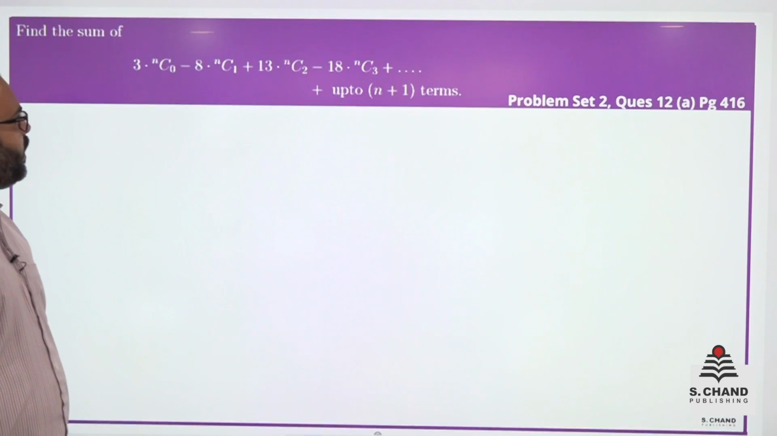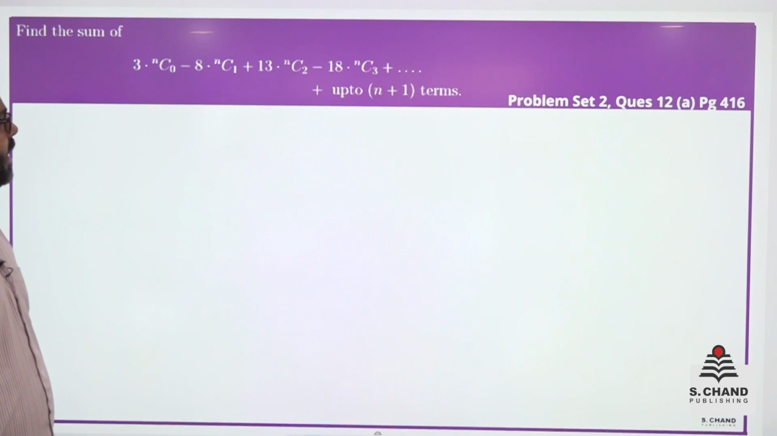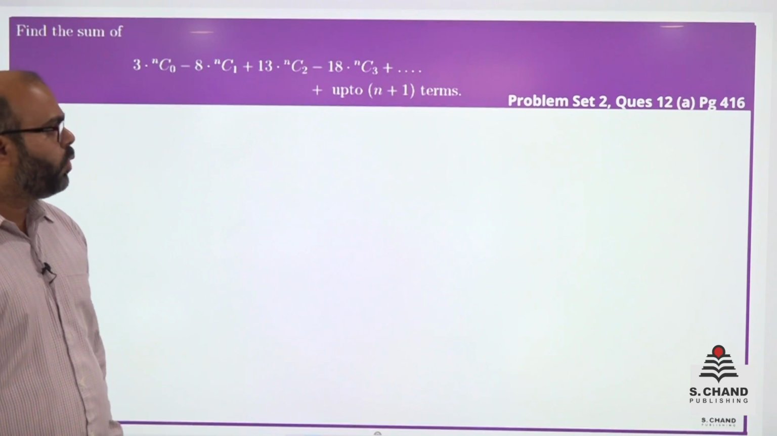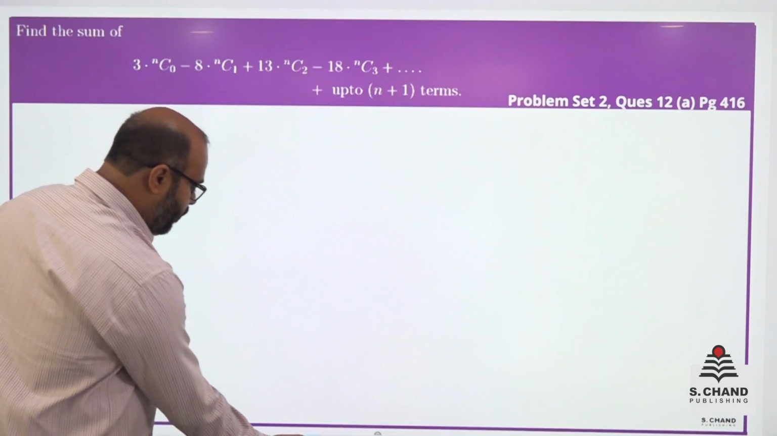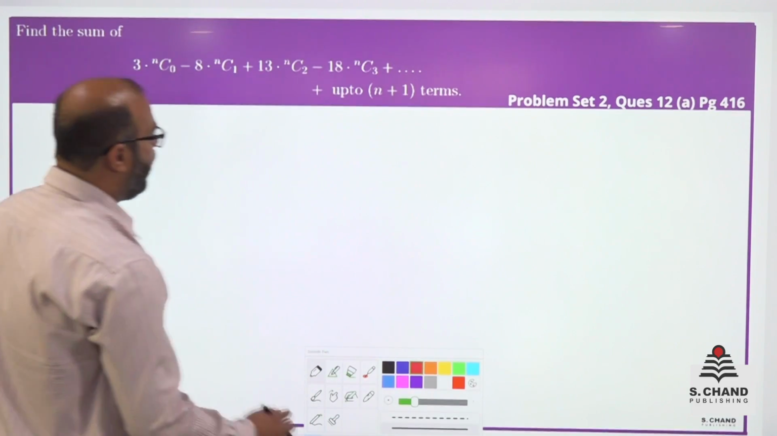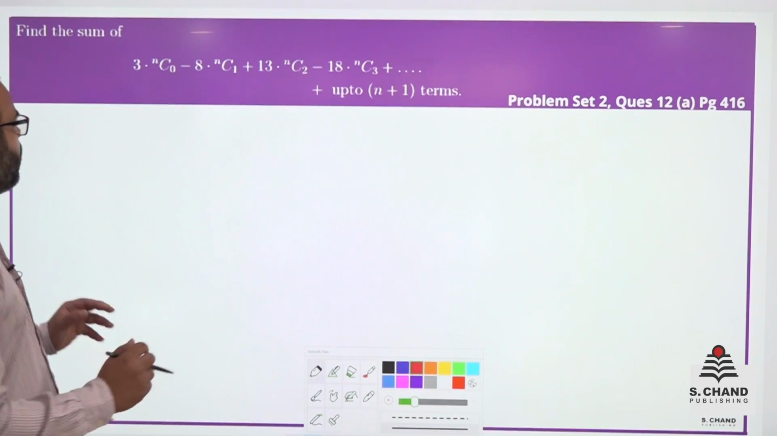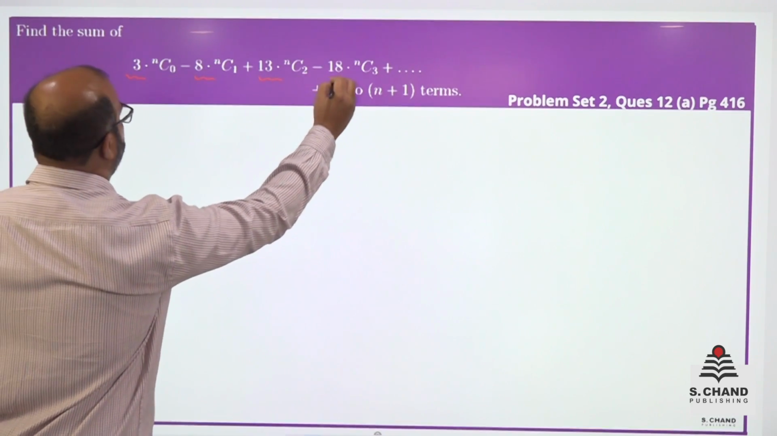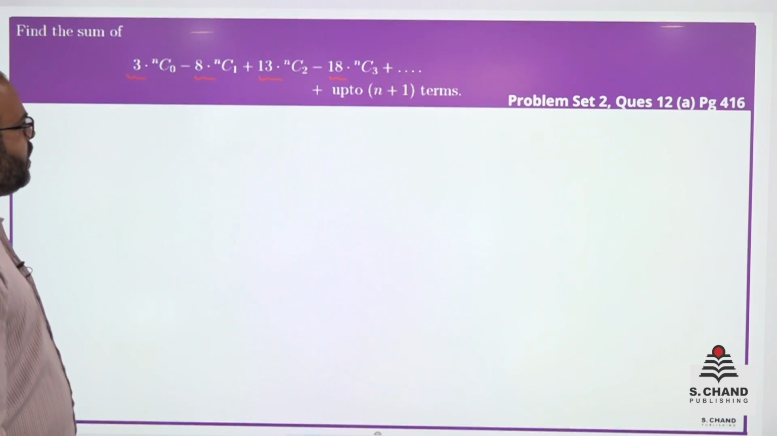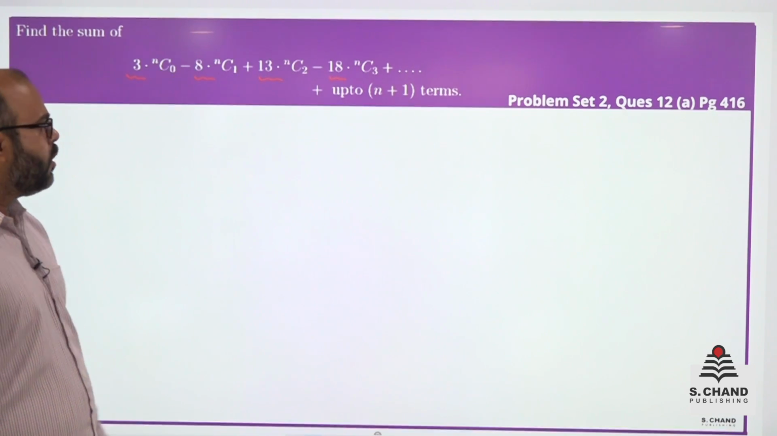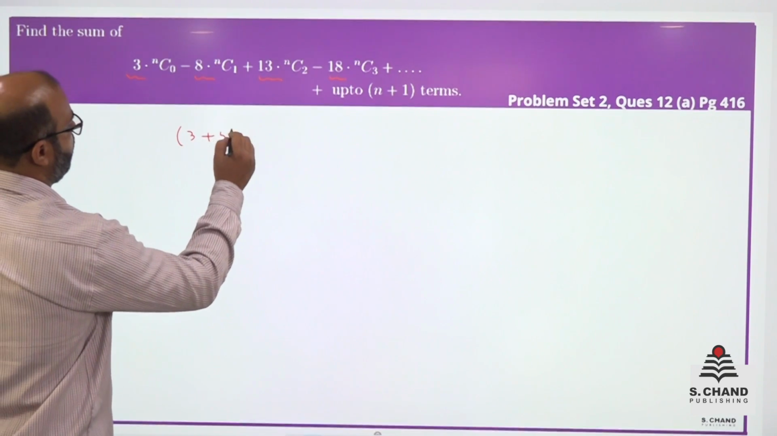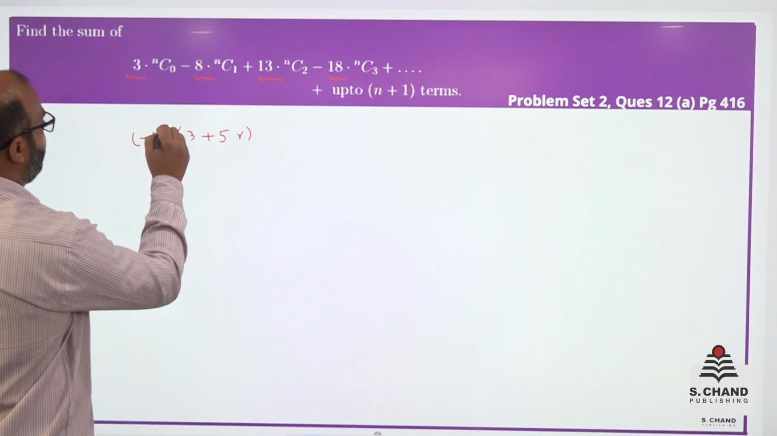Find the sum of 3 into NC0 minus 8 into NC1 plus 13 into NC2 minus 18 into NC3 plus and so on up to n plus 1 terms. So, if we want to calculate it, first try to analyze the general term. So, if you see the coefficients of NC are 3, 8, 13, 18 with plus minus. So, they are forming a series like this: 3 plus 5r into minus 1 to the power r.